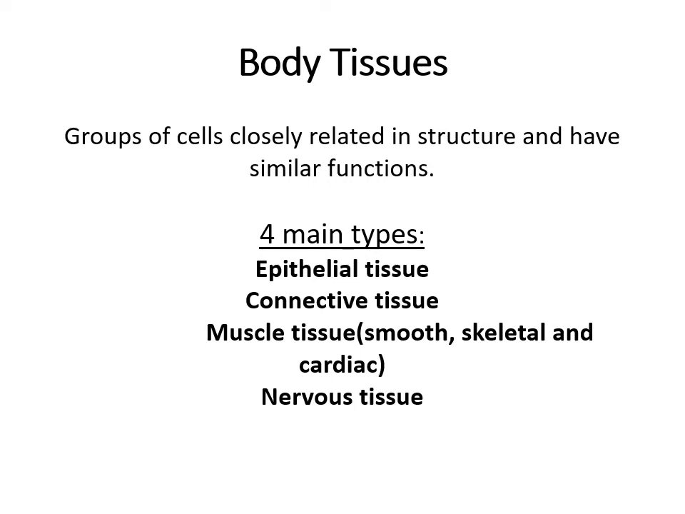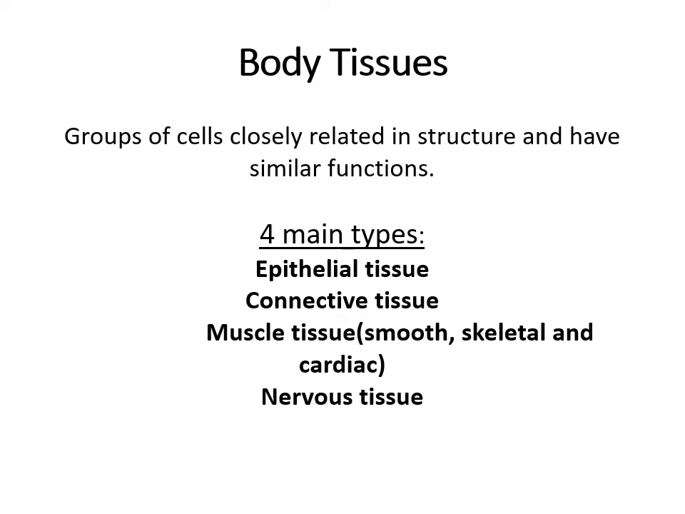Okay, so let's go on to body tissues. We're finished with the organelles and the discussion of how the organelles interact with each other and their primary function. Let's go on to body tissues. We group body tissues into cells that are very similar in function and in structure. So what are the four main types of body tissues?